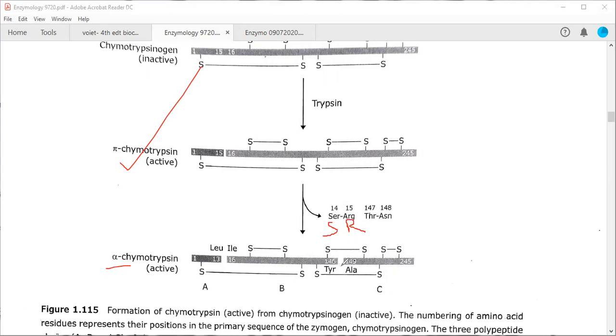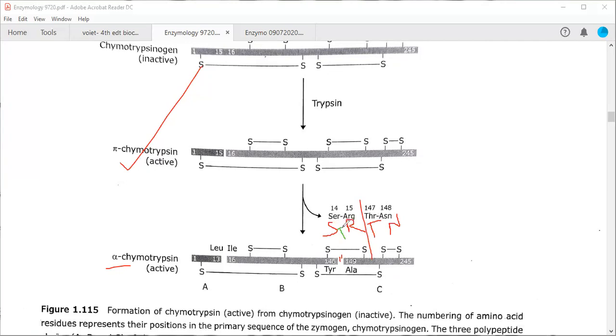The second cleavage is between 146 and 149. Actually, two amino acids are removed, 147 and 148. These removed amino acids are threonine, T, and asparagine, N. So you can remember this sequence as STAR 10. You can add some more letters to remember this.